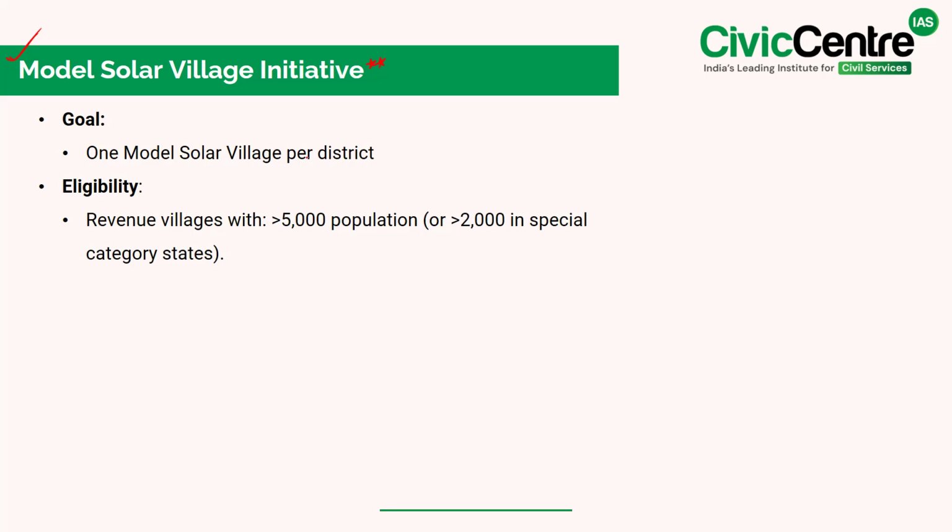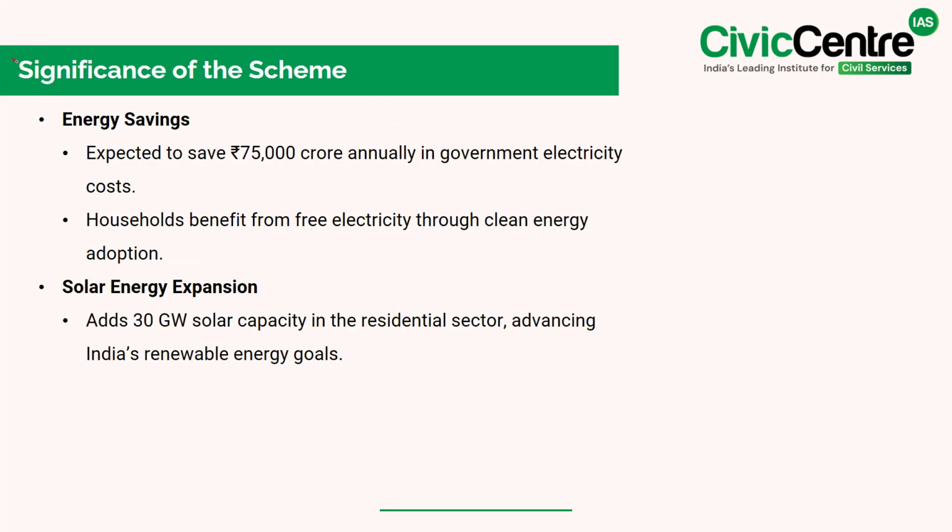And the goal is to establish at least one model solar village in each district, demonstrating the benefits of community-driven solar adoption. And for the eligibility, a revenue village must have a minimum population of 5,000 to be considered for solar infrastructure development. Now, if we talk about the significance of the scheme, PM Surya Muft Bijli Yojana is expected to deliver substantial economic and environmental benefits.